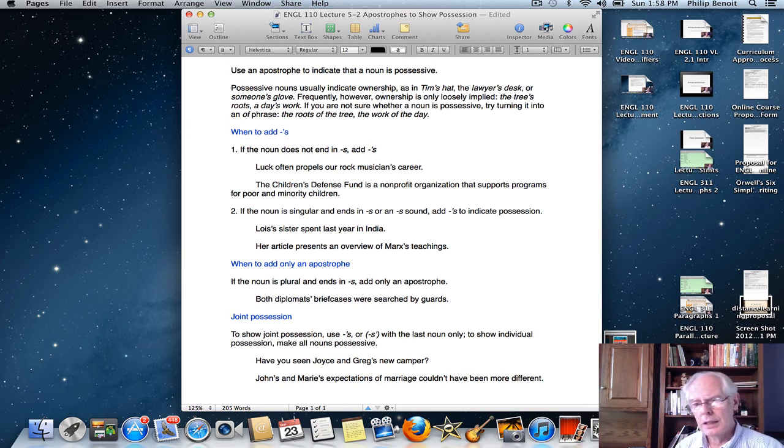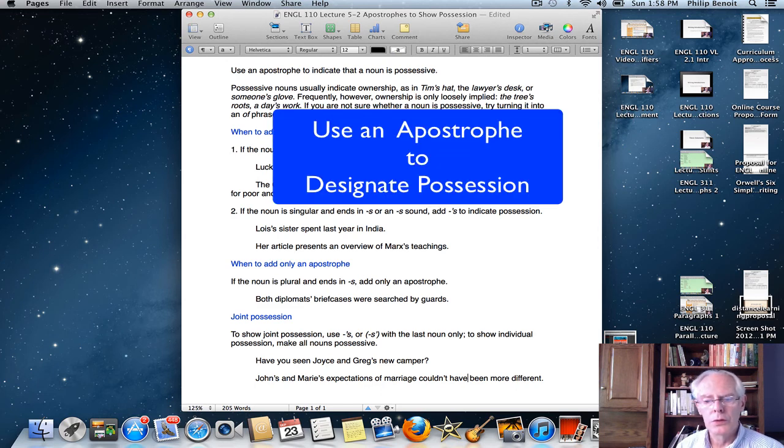So that's the distribution of ways in which we use the apostrophe S to designate possession. Use it, do it, don't leave it out, and when you do it, just follow these rules and you will be fine.